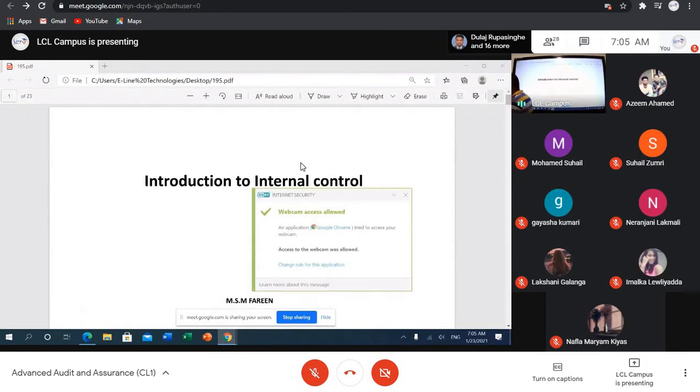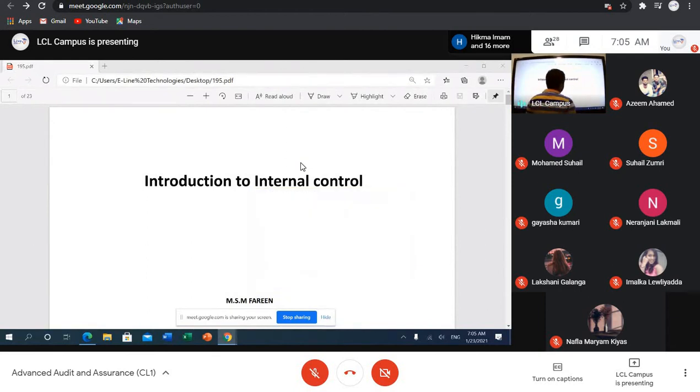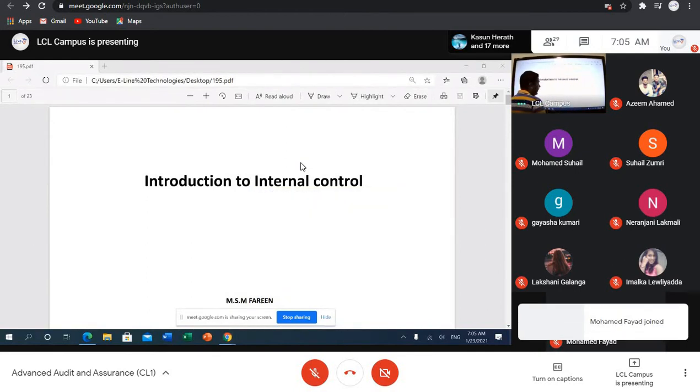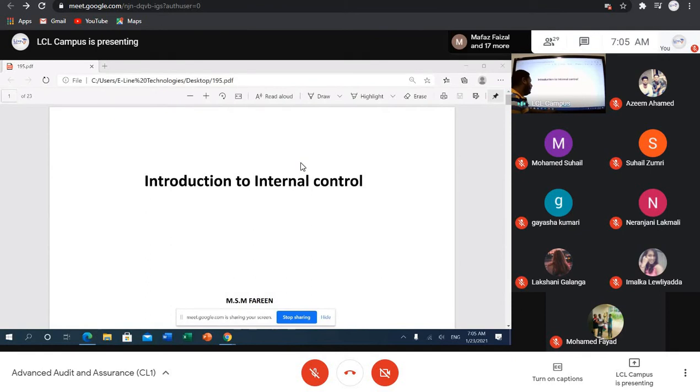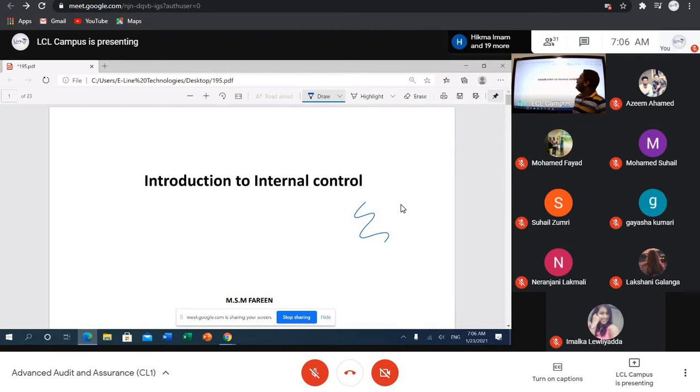So the definition of internal control, simply, if I say what is meant by internal control, if I take the words internal control, it is policies or procedures which are developed by management. Policies or procedures which are developed by management. All right, okay.